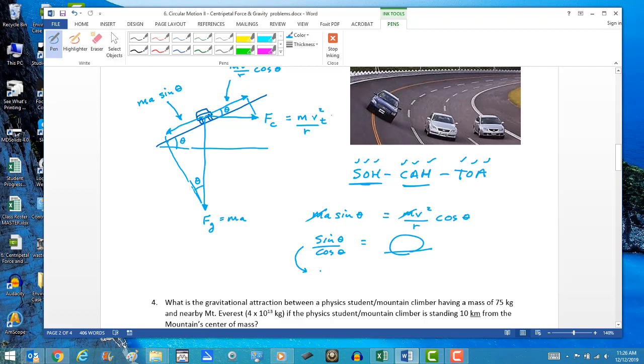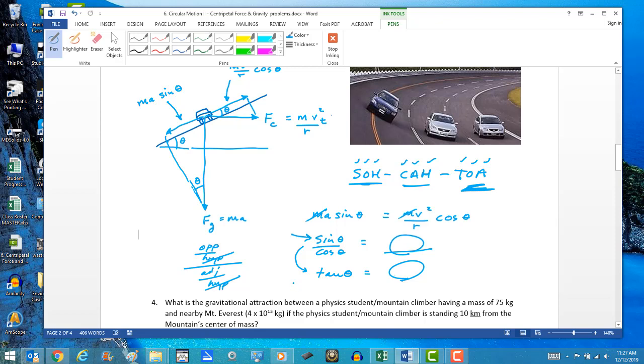Sine over cosine is just tangent. Because what's sine? Opposite over hypotenuse. And what's cosine? It's adjacent over hypotenuse. The hypotenuse is crossed out and you really end up with opposite over adjacent. And what's opposite over adjacent? It's just tangent. So tangent is going to be this stuff.